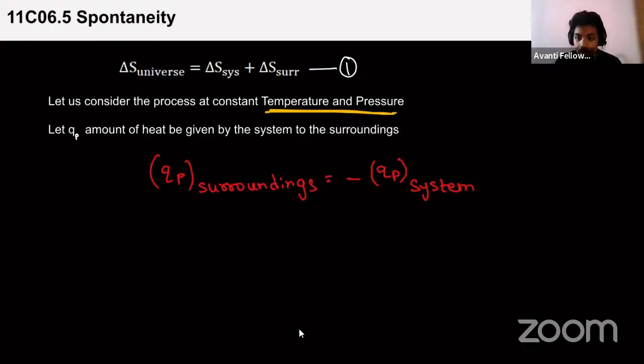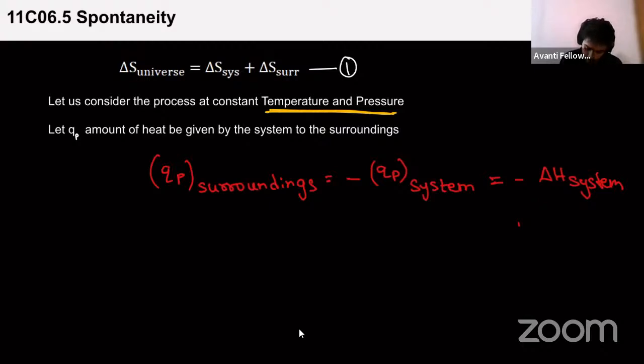Now, at constant pressure, what is heat? Nothing but enthalpy. We have seen that, right? So I'll write it as minus delta H system. We have seen this, where delta Q is equal to delta H at constant pressure. At constant volume, delta Q is equal to delta U. Here we are using constant pressure, so delta Q is equal to delta H of the system itself.